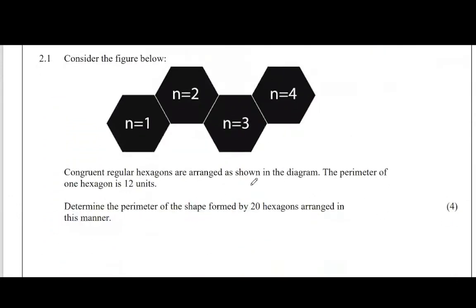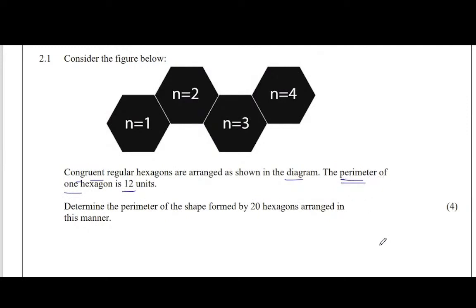They're asking us to consider the figure below. Okay, have some drawings. They're telling us congruent regular hexagons. So congruent simply means these hexagons are the same, they are equal to each other, are arranged as shown in the diagram. The perimeter of one hexagon is 12 units.